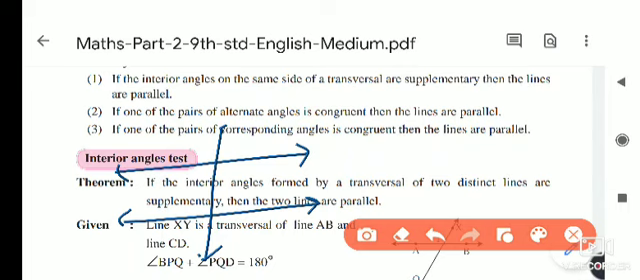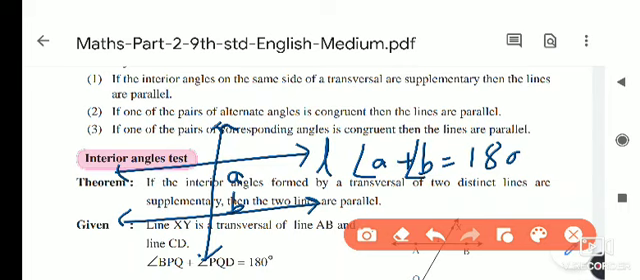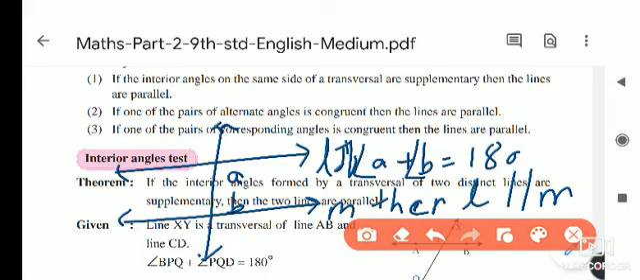So here it is: if interior angles on the same side of a transversal are supplementary, meaning here suppose angle A and angle B are supplementary, its measure is 180 degrees. Angle A plus angle B is equal to 180 degrees, then the given lines are parallel to each other. Here we have to write, if A plus B is equal to 180, then line L is parallel to line M.